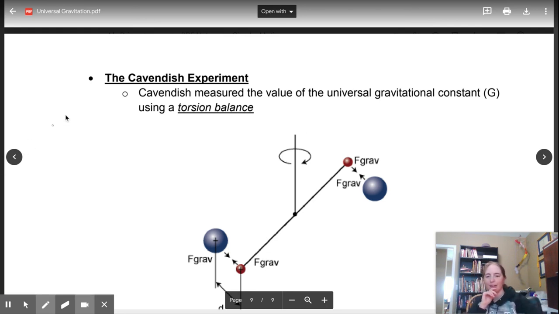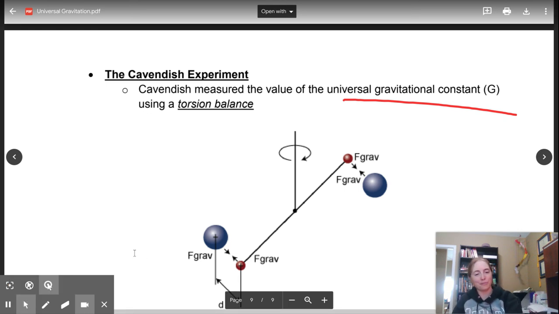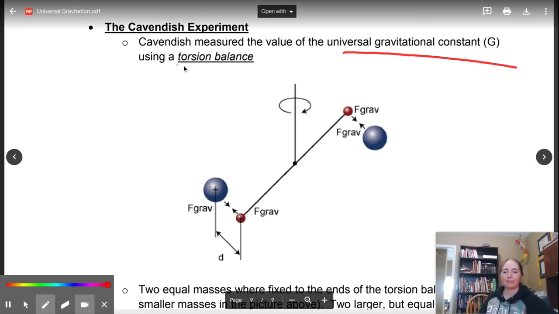Okay, the Cavendish experiment is how we got the value for big G, as that's a question you guys may have had earlier. So where does this number come from? How do we know what one piece of gravity is? Cavendish was a scientist who came up with this number using a device called a torsion balance.